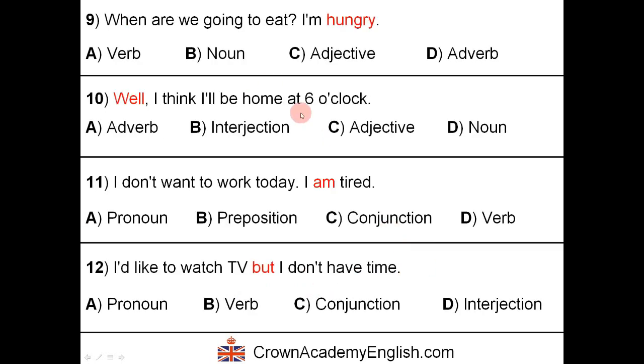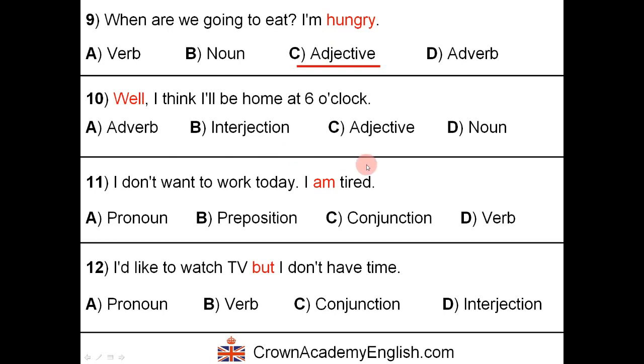Question nine. When are we going to eat? I'm hungry. So what type of word is hungry? The answer is C. It's an adjective. It's modifying a noun, and the noun here is me. Okay, so the person. It's giving us more information about me, about my state. So my state is that I want to eat, I'm hungry.